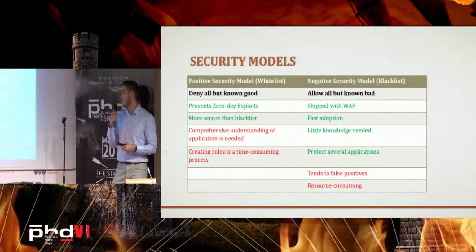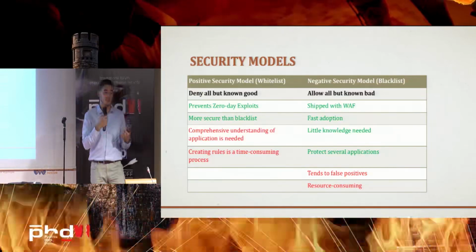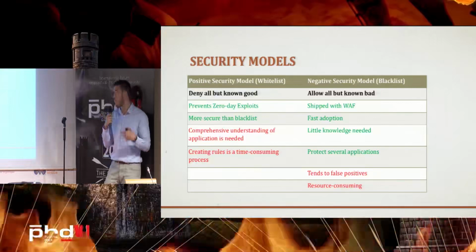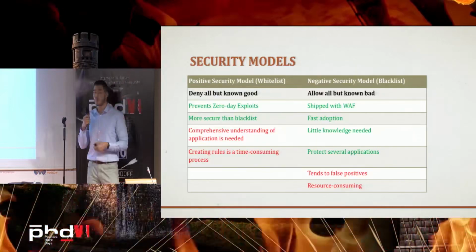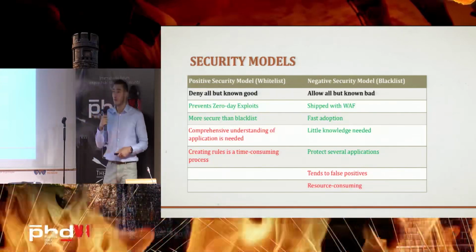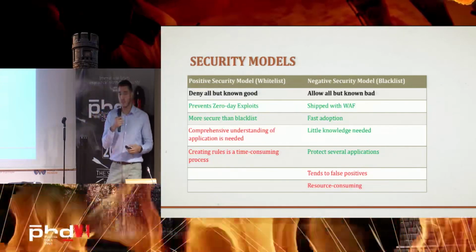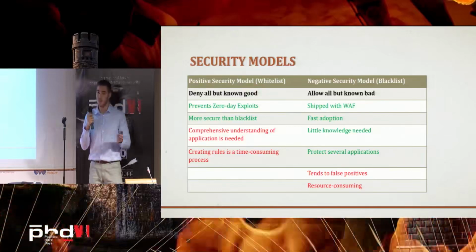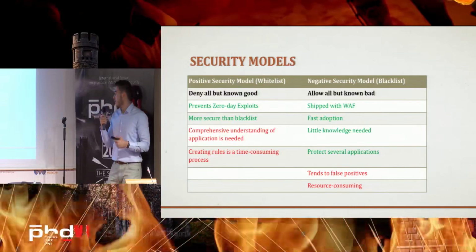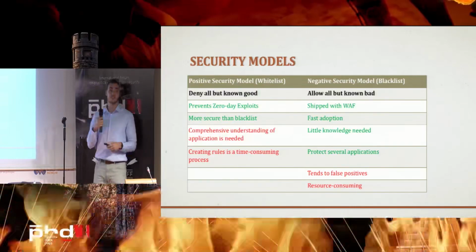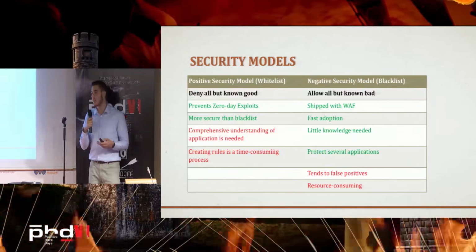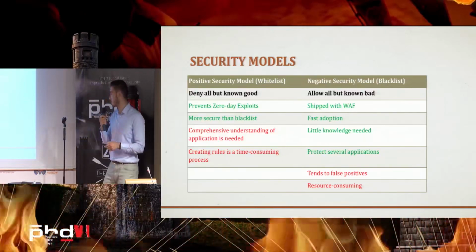What is good about the negative security model is that it mostly comes shipped with a WAF. So if you get a WAF, for instance, ModSecurity, or buy a WAF from a vendor, you get a blacklist automatically with it. Another thing is that you can adopt it very fast. So you just have to deploy it, and it will work. Also, you don't need to know a lot about it. You don't need to know anything about writing rules or regular expressions. You can just deploy it and use it.